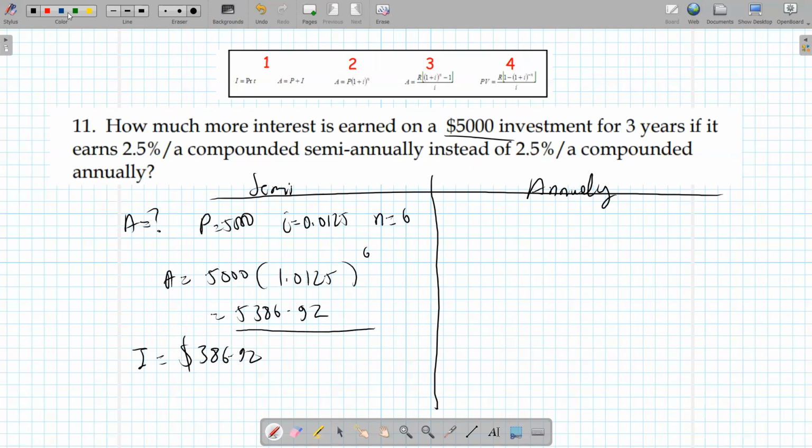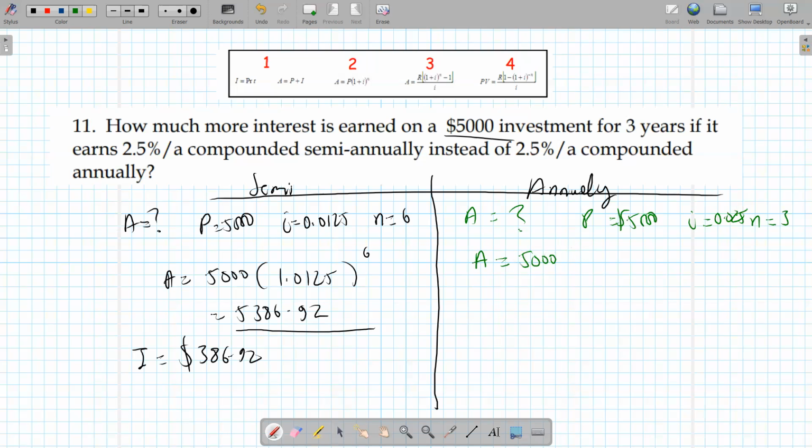Now let's look at the other one, the annually. What do we know about this part? P is 5,000. I is 0.025. N is 3. Yeah, an amount is missing. Prediction: is it going to earn more interest or less interest compared to semi? Less. Yeah, why? Because you earn more interest the more you compound it. Yeah, that's right, because you earn interest on the interest that you compounded. So let's see how much the difference is. Shouldn't be that significant, but we'll see.